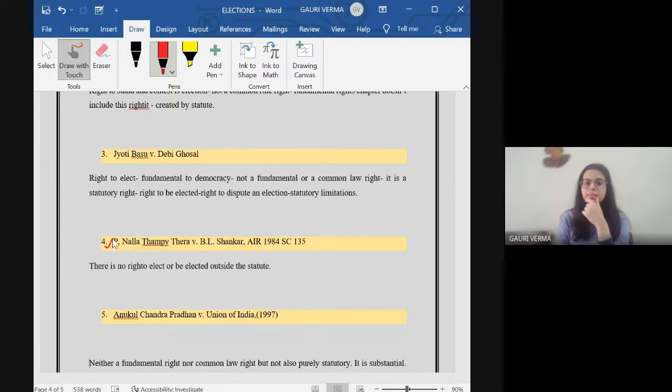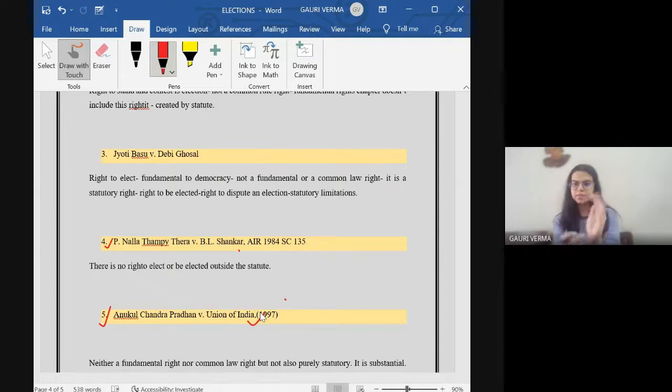The next case is Ponnala Lakshmi Thampi versus BL Shankar. Same, there is no right to elect or to be elected outside the statute, which means it's statutory and it has to be within the limitations. A similar principle was followed in Anukul Chandra Pradhan versus Union of India, 1997. Now the thing is, neither is election a fundamental right, nor is it a common law right.